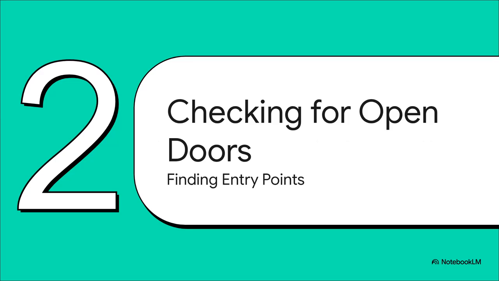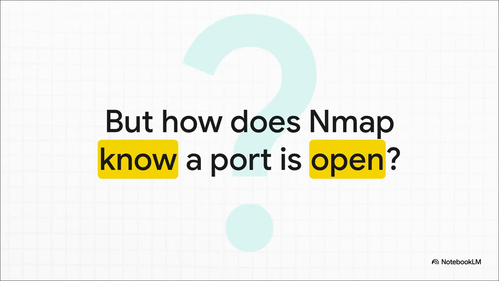All right, so we've got our list. We know who's home. Now the real detective work begins. What are these devices actually doing? Are they hosting a website? Are they a file server? To find out, we have to start checking for open doors, or what we call open ports in the networking world. So how does it do that? How can Nmap possibly know the difference between a door that's open and ready for business and one that's locked up tight? Well, the secret lies in the polite way that computers agree to start a conversation.